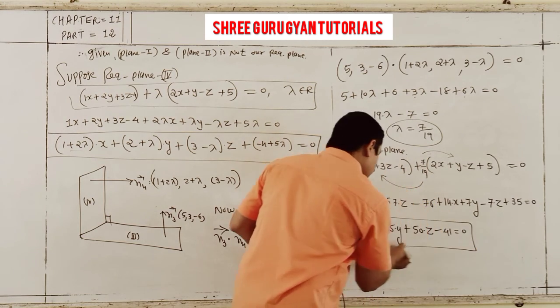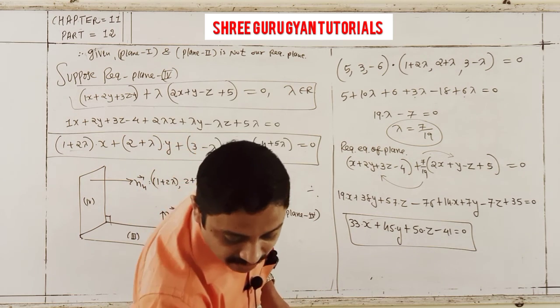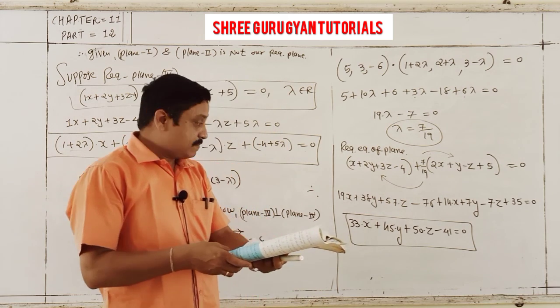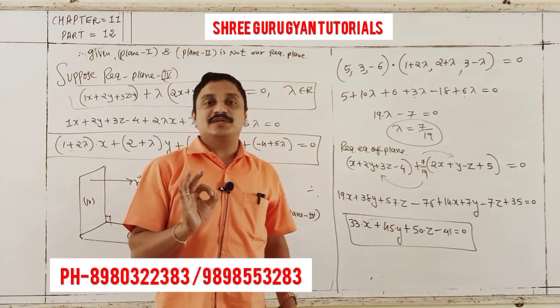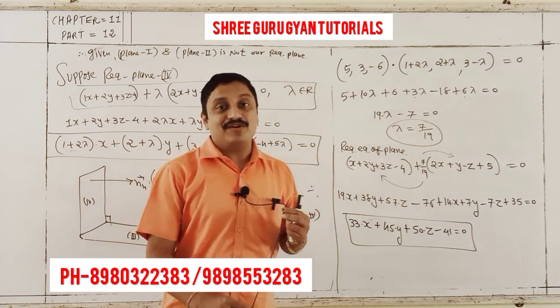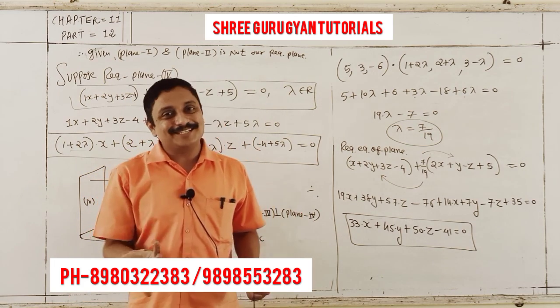Equal to 0, and here students you easily get the answer for this equation of the plane: 33x plus 45y plus 50z minus 41 is equal to 0. Students, here over. Now here students I will stop this video, and further explanations related to this exercise I will explain in the next part. Bye bye.